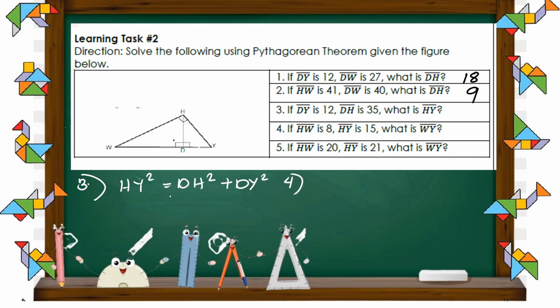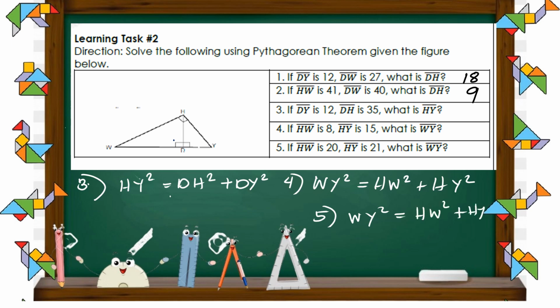Then number 4, you're given HW and HY, and your unknown is your WY. It is also the same. To get your WY squared, you're just going to have the square of your HW plus the square of HY. Then you're just going to get the square root of both sides. And number 5 is also the same: WY squared is equal to HW squared plus HY squared, and you get the square root of both sides. So that's how you're going to answer numbers 3, 4, and 5.